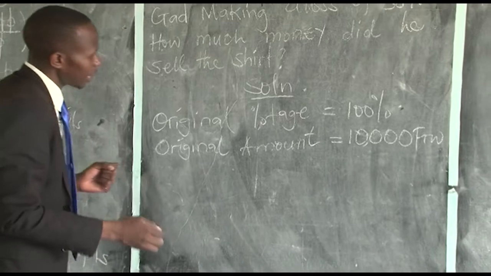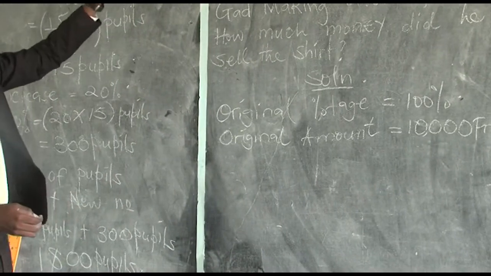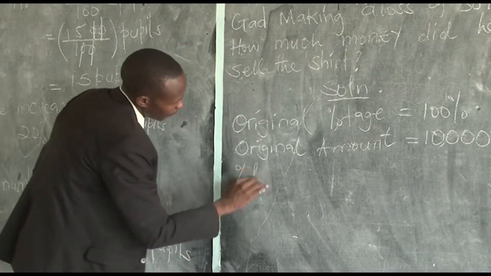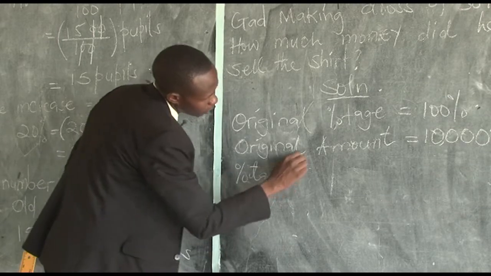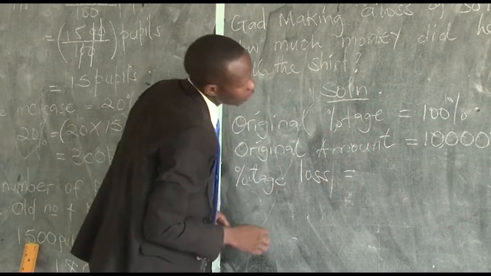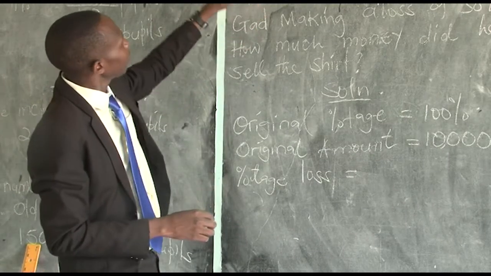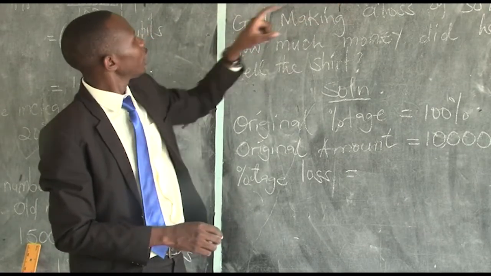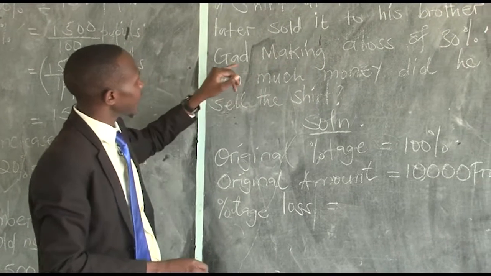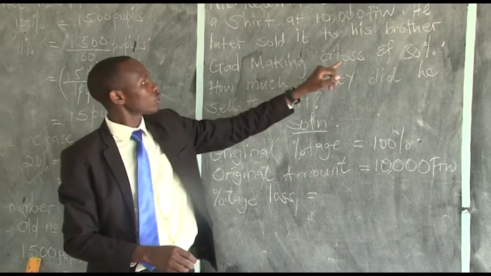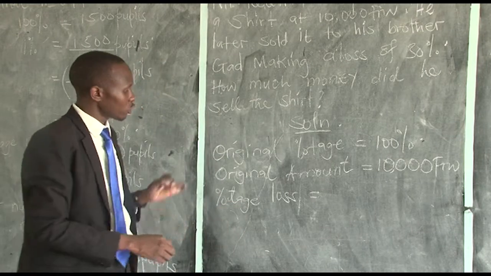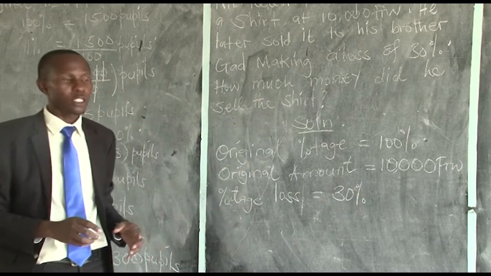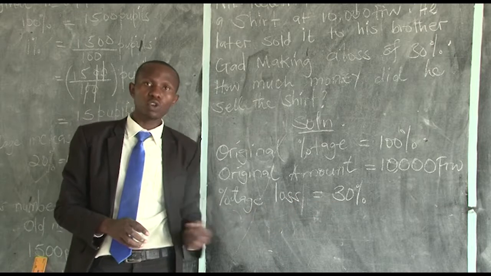From there, we shall continue by saying, let's identify the percentage loss. What is the percentage loss? According to our question, they said Mr. Kelema Steven bought a shirt at 10,000 francs. He later sold it to his brother, Gad, while making a loss of 30%. So he made a loss of 30%. That is the loss he made. So percentage loss will be equal to 30%.